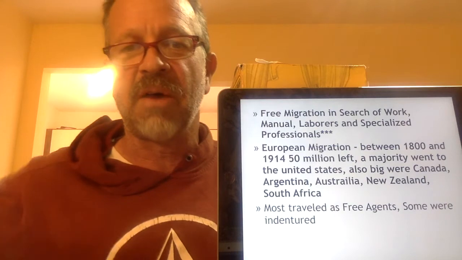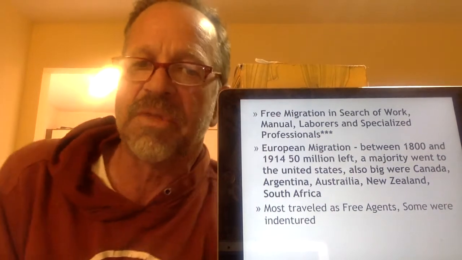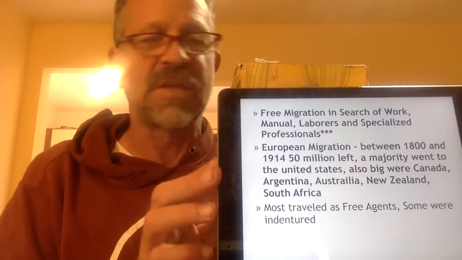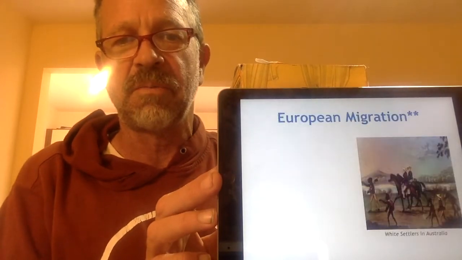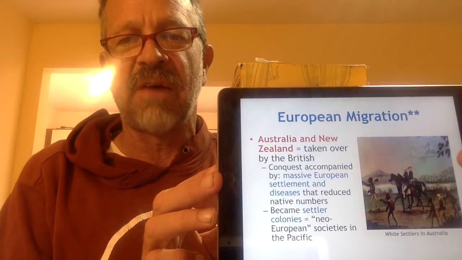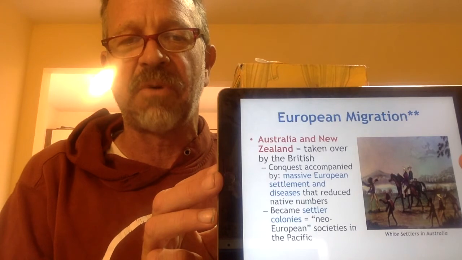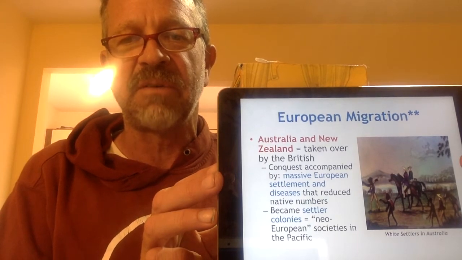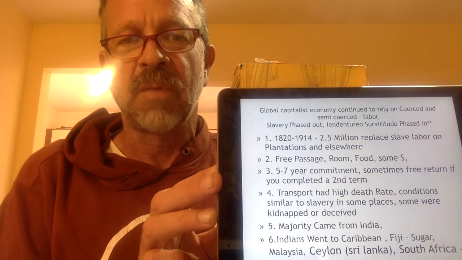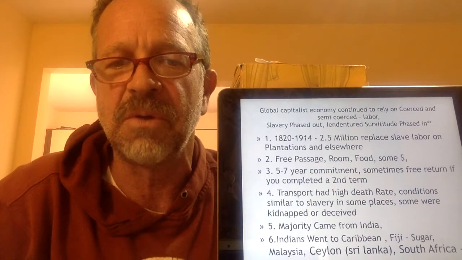Here we go. Free European labor migration all over North and South America. Some were indentured. Australia and New Zealand have more settler migration, and I covered this before, and convict migration. Here's more details about indentured servitude.